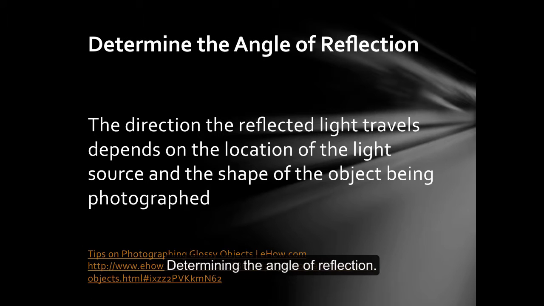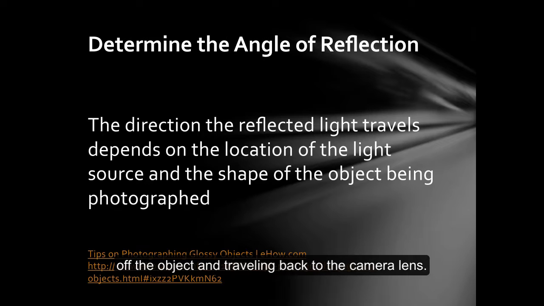Determining the angle of reflection. We know every glossy object reflects light in a certain direction. The direction that the reflected light travels depends on the location of the light source and, of course, the shape of the object that you are taking a picture of. So if you know how the object reflects light, you can then, number one, position your camera, or number two, position the light source, or the third option would be take the object and make sure that the angle you're taking the photo from, along with the light, prevents that specific light source from bouncing off the object and traveling back to the camera lens.